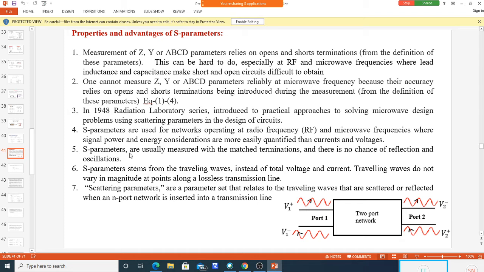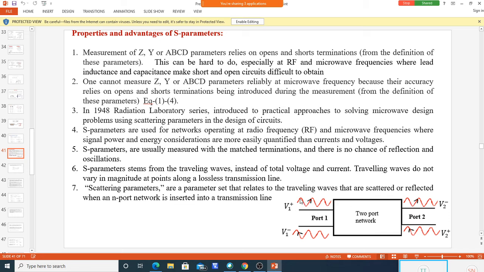These S parameters are used for networks operating at radio and microwave frequencies, where signal power and energy considerations are more easily quantified than currents and voltages. At RF and microwave frequencies, it is difficult to measure current and voltage, but we can measure power and energy easily. The current and voltage vary over the length of the network, over the circuit or lead.